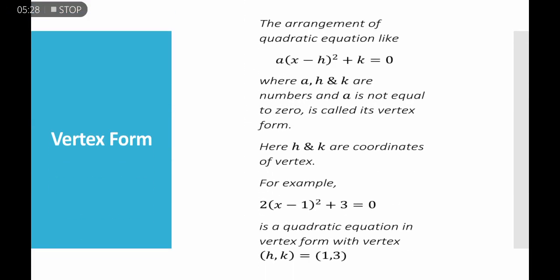Vertex form. The arrangement of a quadratic equation like a into x minus h whole square plus k is equal to 0, where a, h and k are numbers and a is not equal to 0, is called its vertex form. Here h and k are coordinates of the vertex. For example, 2 into x minus 1 whole square plus 3 is equal to 0 is a quadratic equation in vertex form with vertex (h, k) equal to (1, 3).